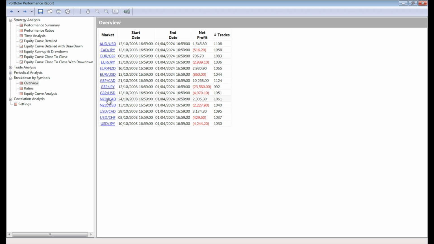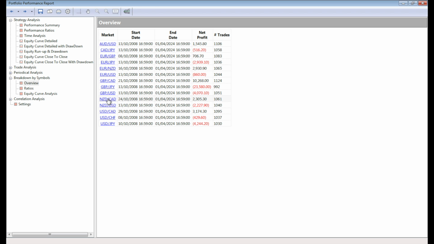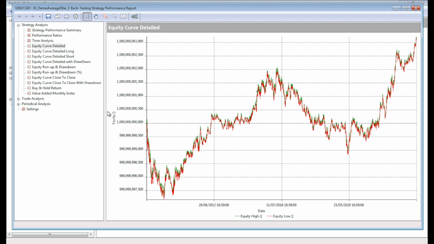New Zealand dollar, Canadian dollar, not a very good equity curve. Again, had some good periods and some really bad periods, but not smooth across the whole set of data that we have. And lastly, we've got US dollar, Canadian dollar. And again, moving in the right direction, had some better periods and some worse periods. Not a very smooth curve, but is making money nonetheless.